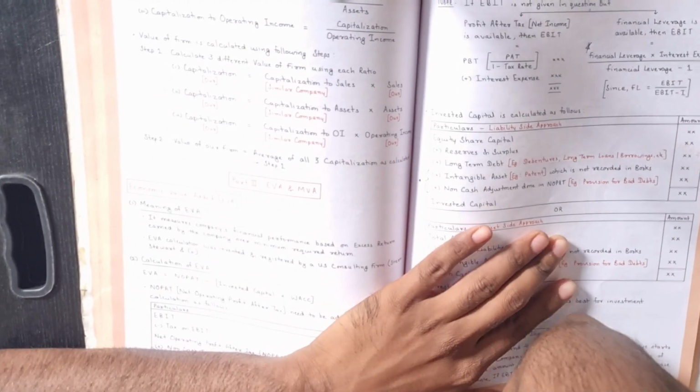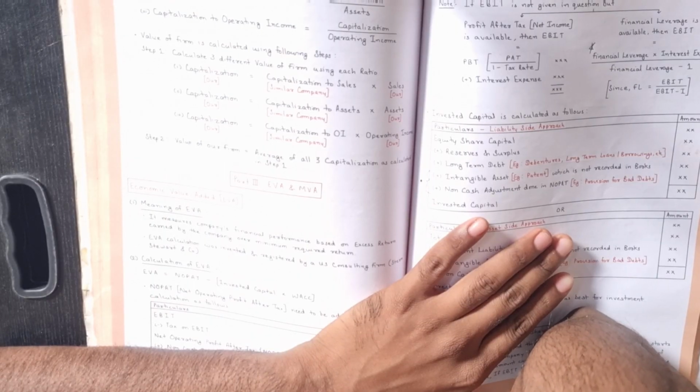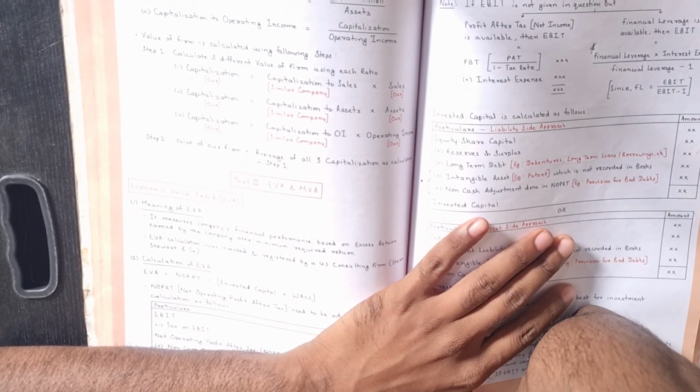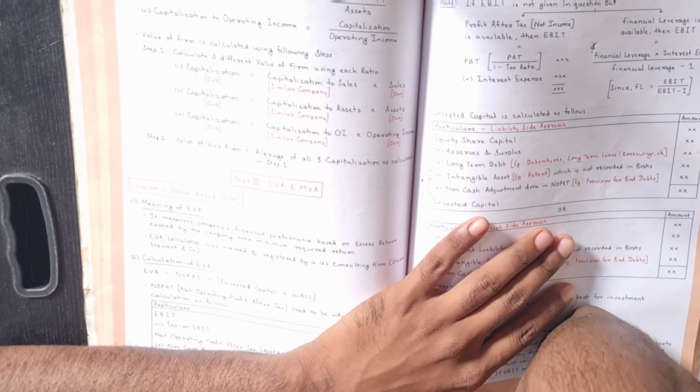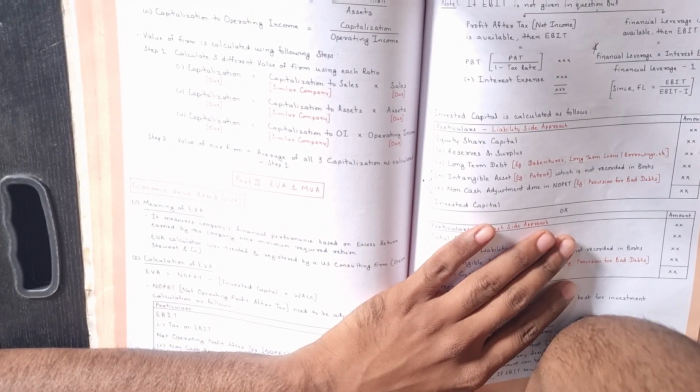Now we'll start with the third part of this chapter, which is also very much important. Okay, it is your EVA and MVA. So what is EVA? EVA is your economic value added, and MVA is your market value added.